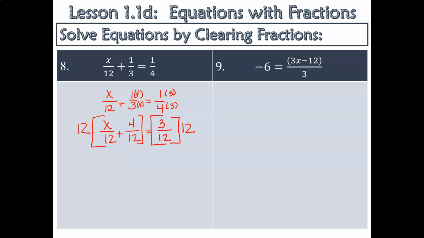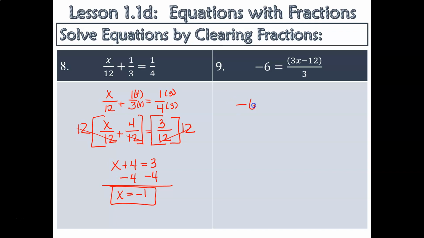Once you figure out that common denominator, this problem is not many steps, because now I just have x plus 4 equals 3 left. I'm going to undo that addition by subtracting 4. So 3 minus 4 is negative 1. So it really does simplify things if you can just get rid of that fraction.